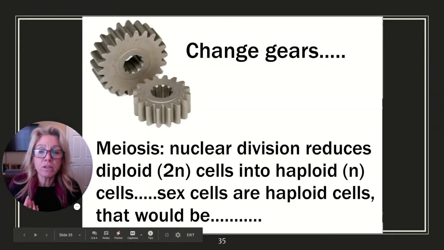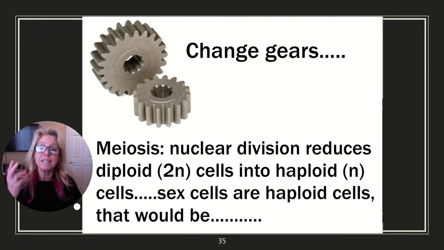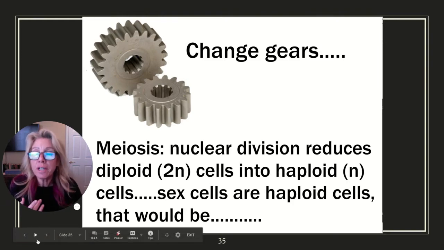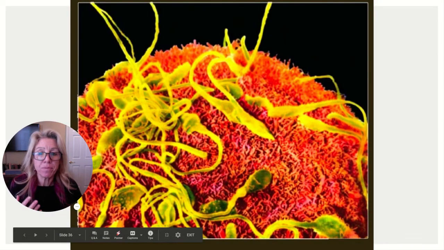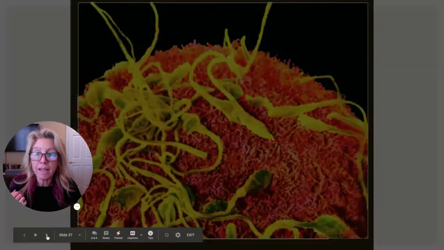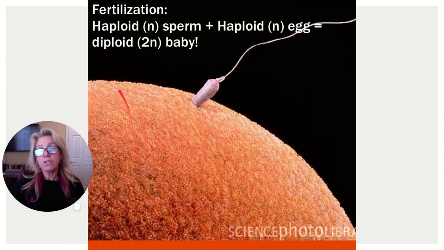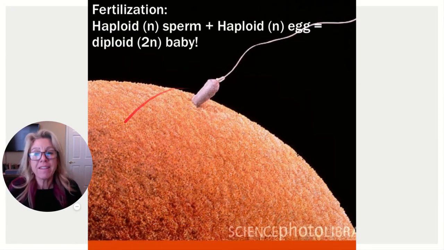In meiosis, what we're going to do is take a diploid cell and generate haploid cells from that. Why? Because you're getting ready for sexual reproduction. And so what we want to do is have a union of sperm and egg to form a diploid zygote, that baby. So the sperm is haploid, the egg is haploid, haploid plus haploid will be a diploid baby.